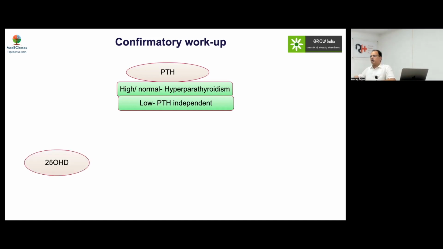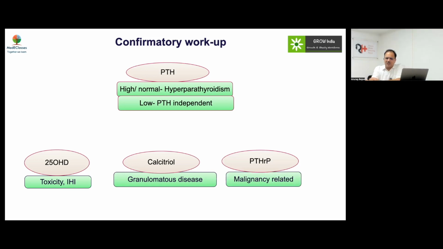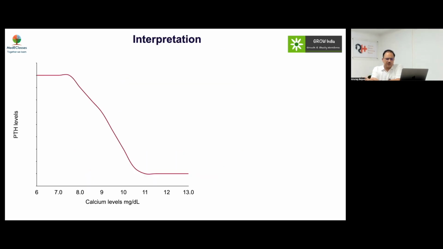Vitamin D level, of course, if your phosphorus is high and your PTH is normal or below 20, you do a vitamin D level, you will get it high in toxicity. Calcitriol level, if your vitamin D is normal, then you get at calcitriol levels. This will suggest a granulomatous disease like fat necrosis or other scenarios. And in a very rare scenario, you would do a PTH related peptide. That will be in situations wherein you will have a neoplastic scenario, which can cause that.